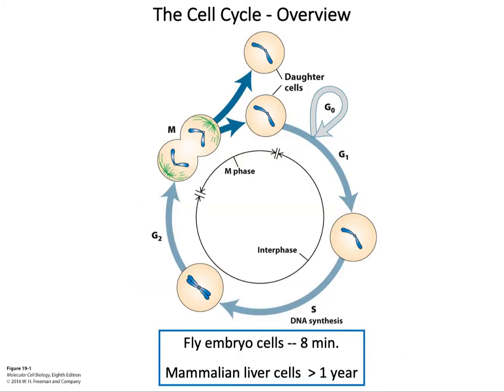Now let's talk about the cell cycle in action. Cells reproduce themselves by duplicating their content and then dividing in two. The time it takes for this to happen is known as the cell cycle. The duration of the cell cycle differs in a cell-specific manner. For example, a fly embryo cell has a cell cycle of about 8 minutes, which is very fast, whereas mammalian liver cells have a cell cycle that's greater than a year, so they don't divide very much.